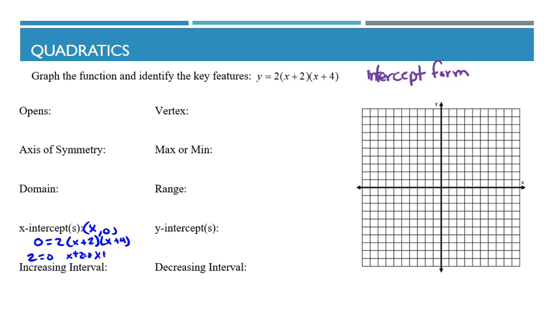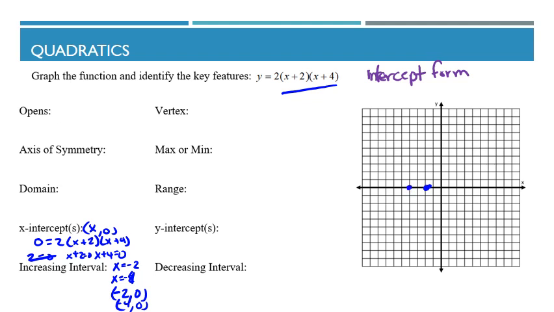Oops, equals 0, equals 0. 2 can't equal 0. If I set this one, I end up with x equals negative 2 and x equals negative 4. So my intercepts, if I write them out, are negative 2, 0 and negative 4, 0. So now you can see why that's called intercept form, because those intercepts are very easy to see. So I've got a negative 2 and a negative 4. So plot those right away.